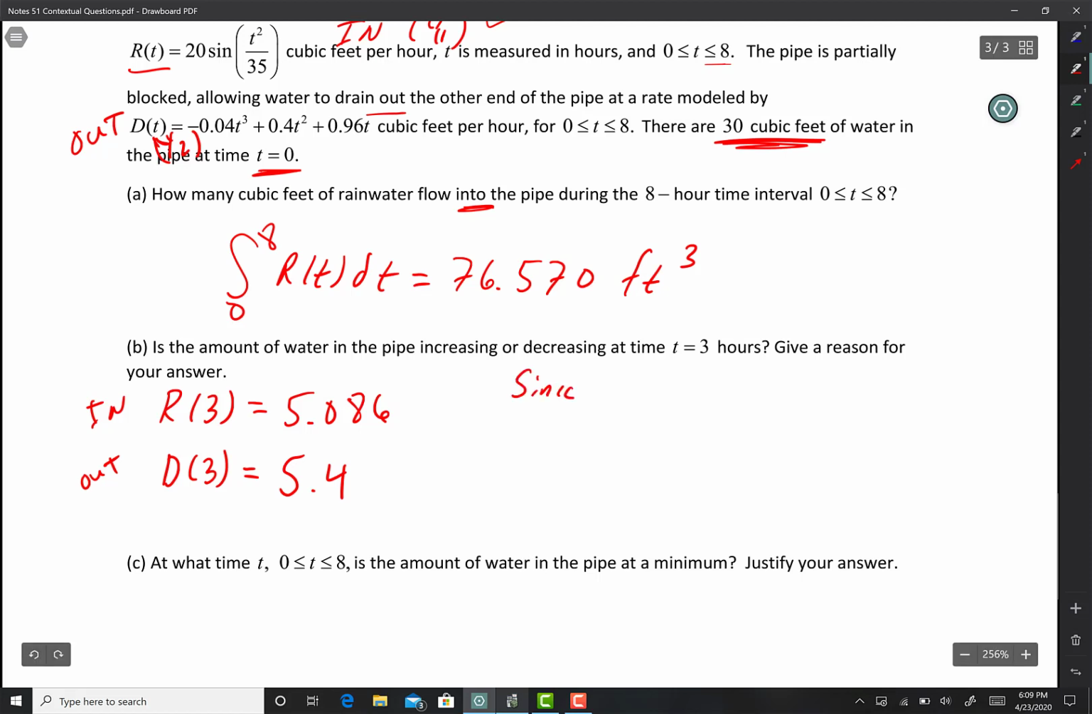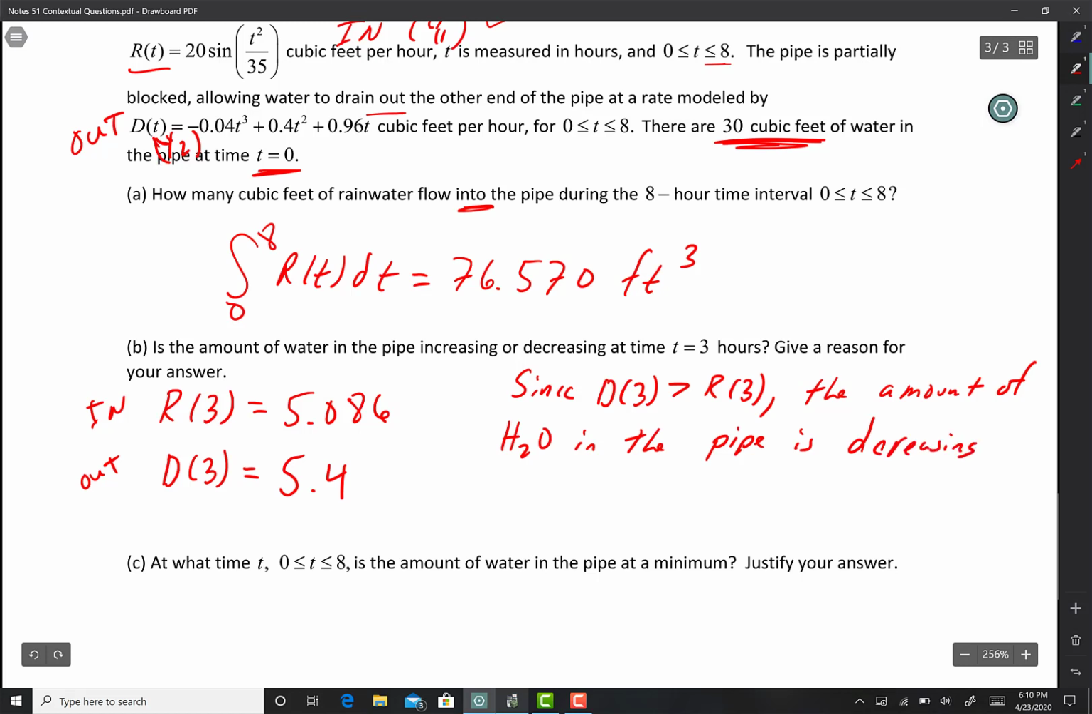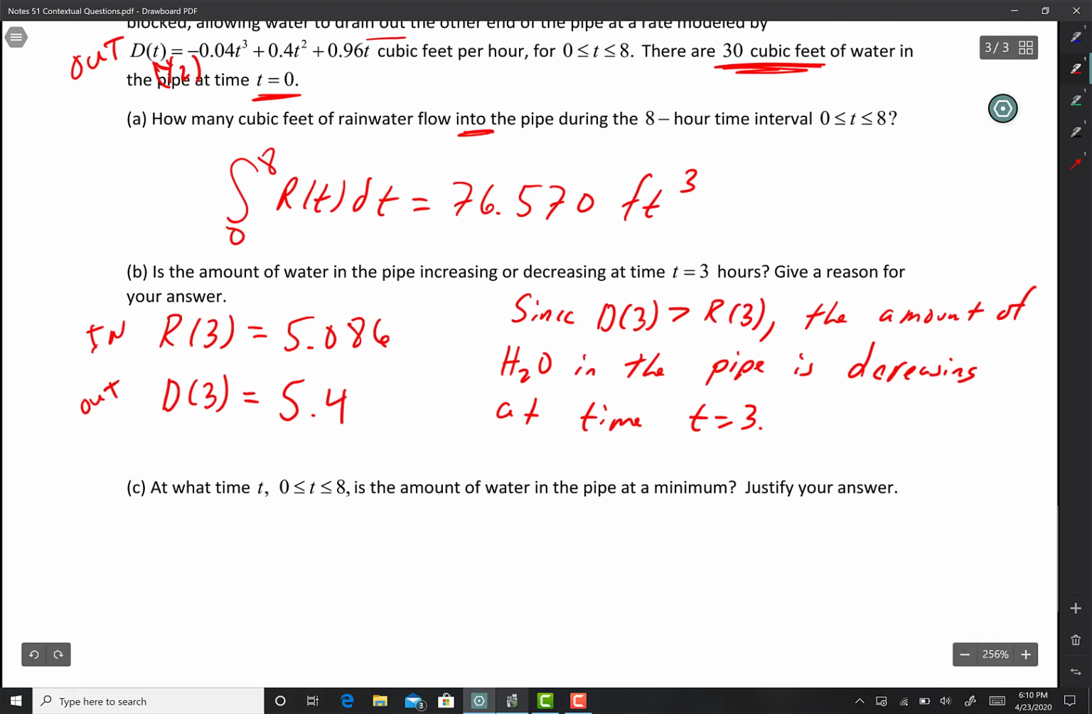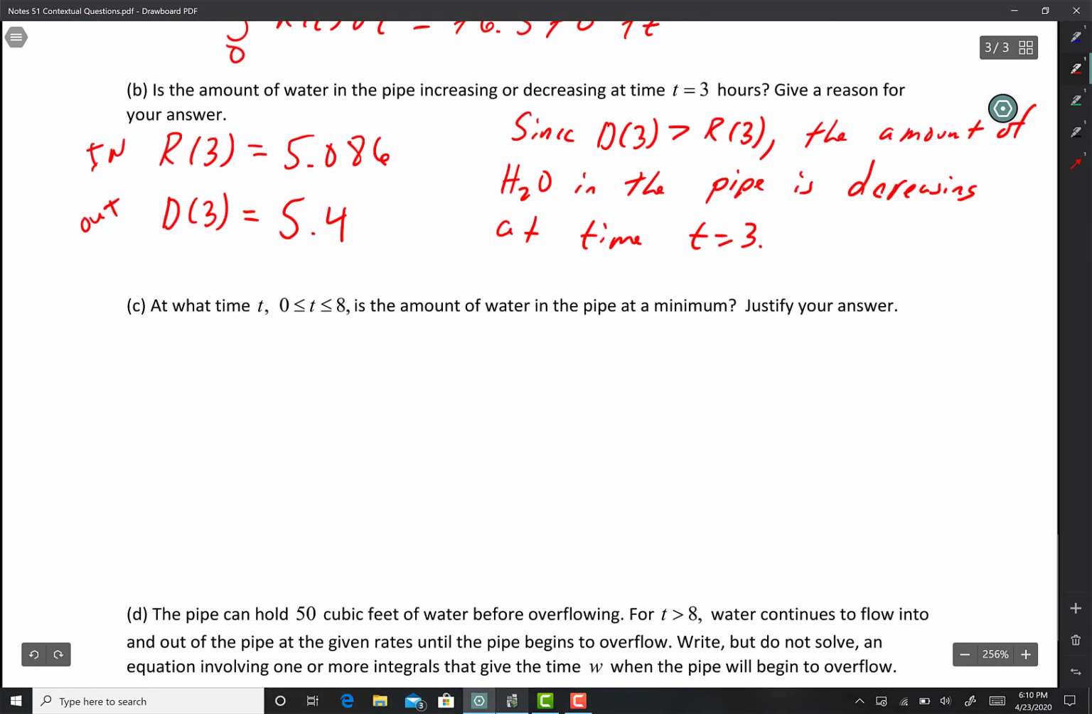So I'm going to write: since D of 3 is larger than R of 3, the amount of water in the pipe is decreasing at t equals 3. The amount of water in the pipe is decreasing at time t equals 3. You could have just said at t equals 3, but I went ahead and did that. All right, let's keep going.